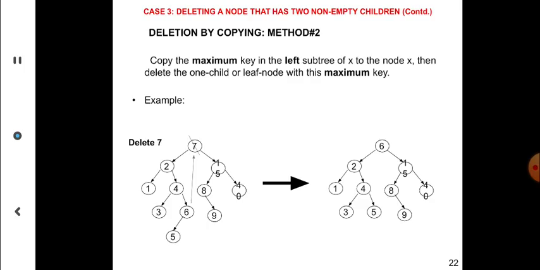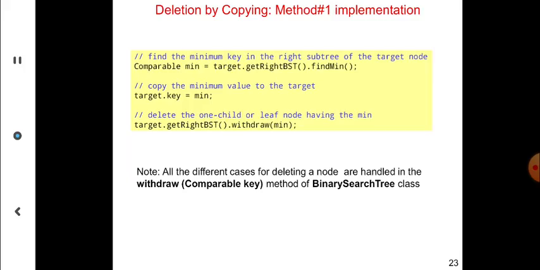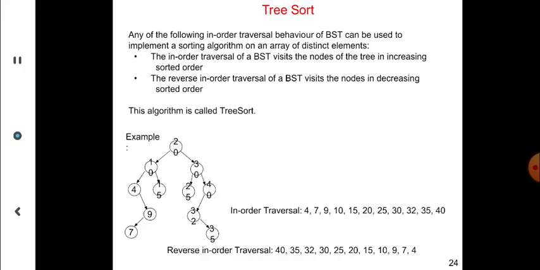Deleting a node that has two non-empty children, method 2: copy the maximum key on the left side, because the maximum always goes to the right and the minimum comes to the left. So that kind of readjustment we can always do. The deletion by copying method implementation has respective code, but tree sort is coming.